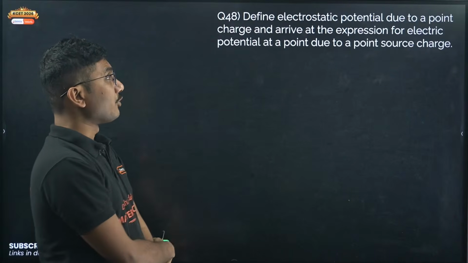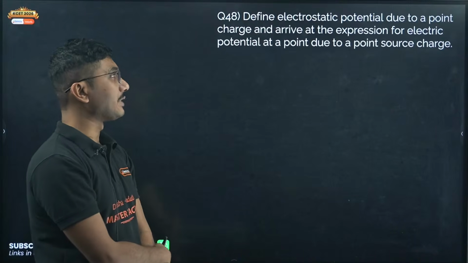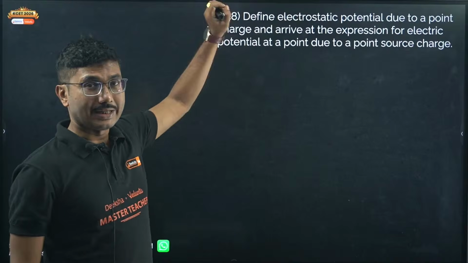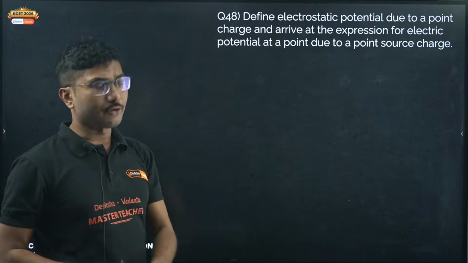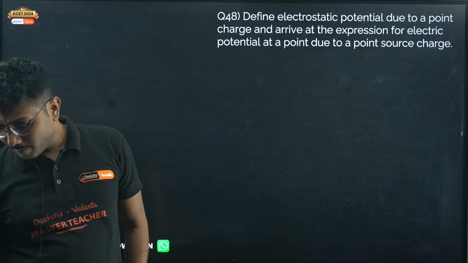Define electrostatic potential due to a point charge and arrive at the expression for electric potential at a point due to a point source charge. Now the first one I am not doing. I will explain what is the definition of potential. Definition of potential is the work done required.